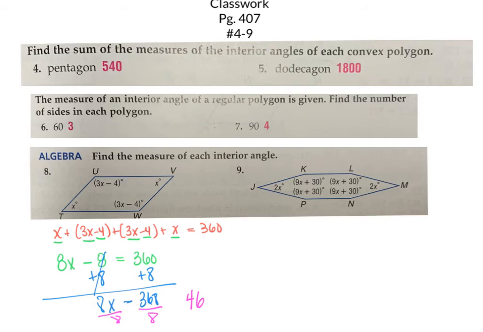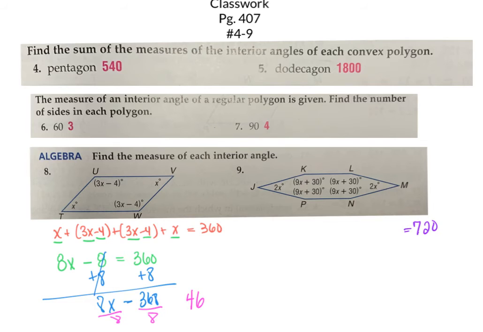Okay. Number 9. How many sides do I have on number 9? 6. So I'm going to say 4 times 180, right? 4 times 180, which gives me what? 720. So all of this should equal 720.